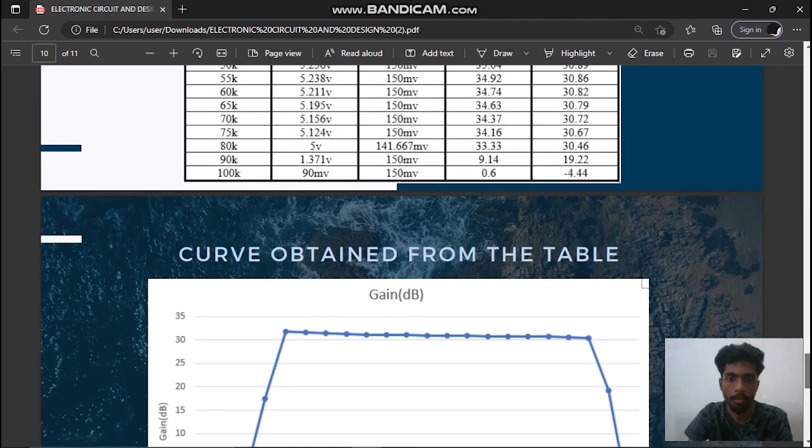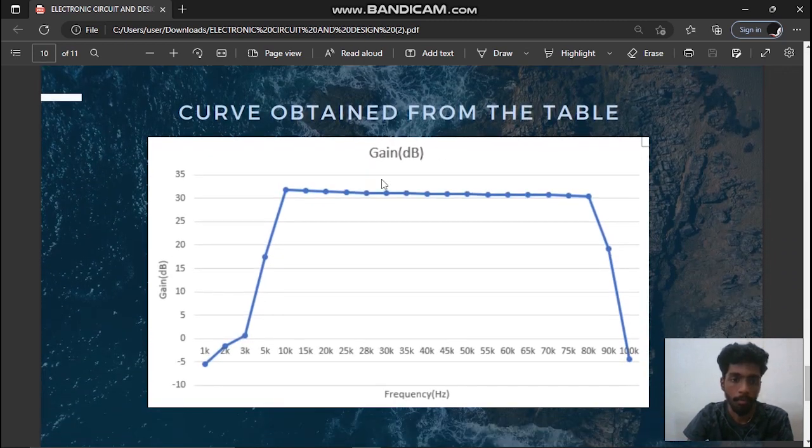From the table we have obtained the graph. As you can see, the shape is actually like a bandpass filter, and the table is of gain against frequency.